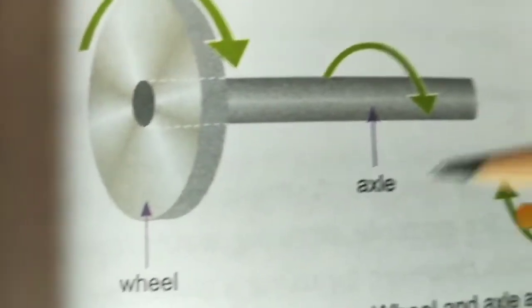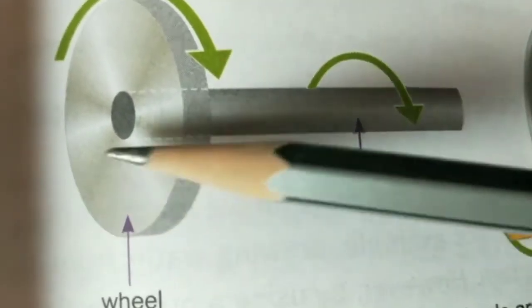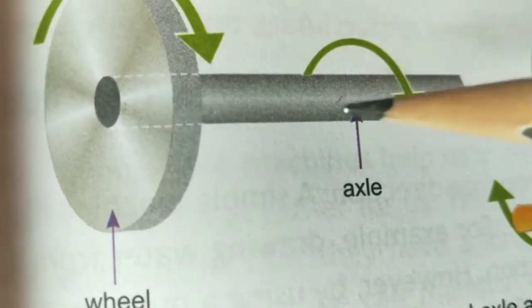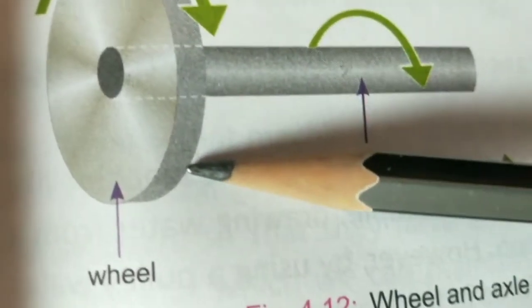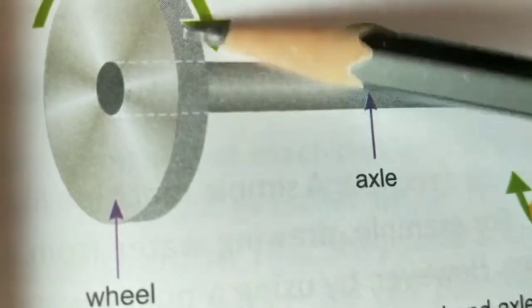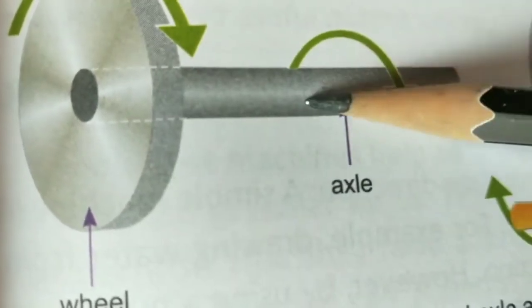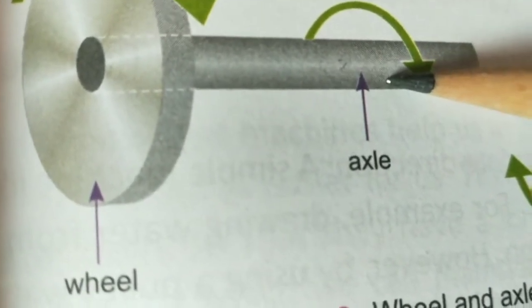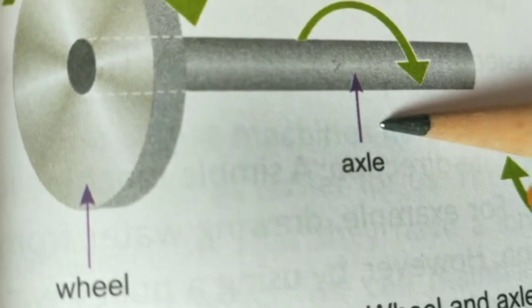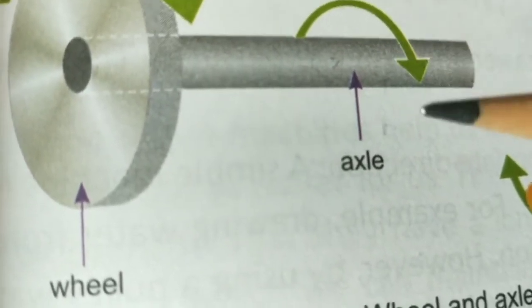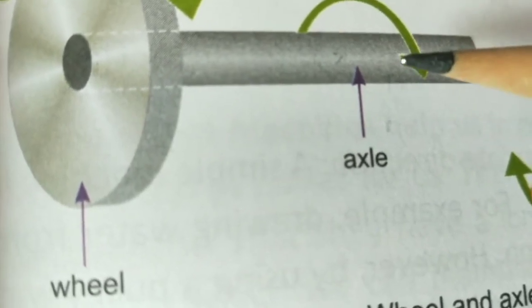Next is the wheel and axle arrangement. It has a wheel, as you can see, attached to a cylindrical rod. This is called the axle and this is called the wheel. It is also a simple machine. When you apply force to the wheel, it helps in turning the axle. This kind of arrangement is used as a force multiplier, like in a doorknob, or you can say in a bicycle, or it acts as a speed multiplier.